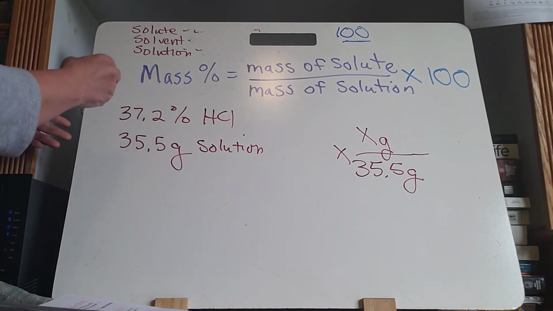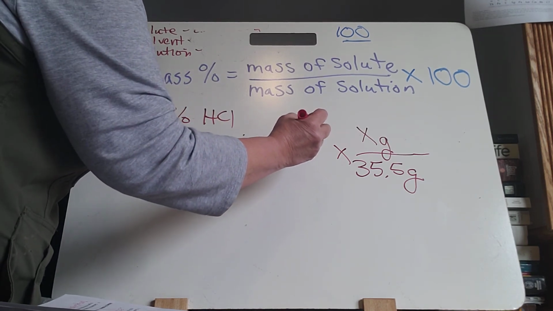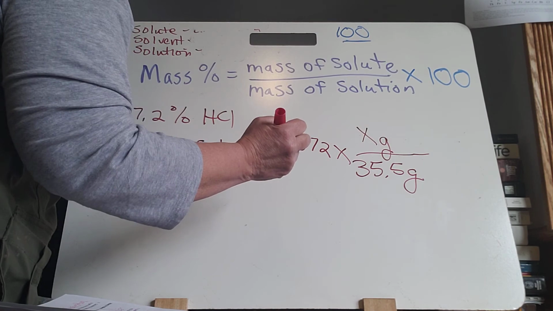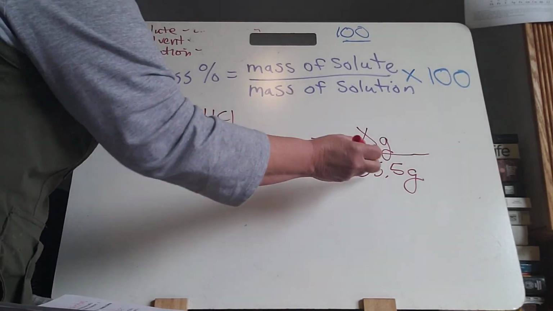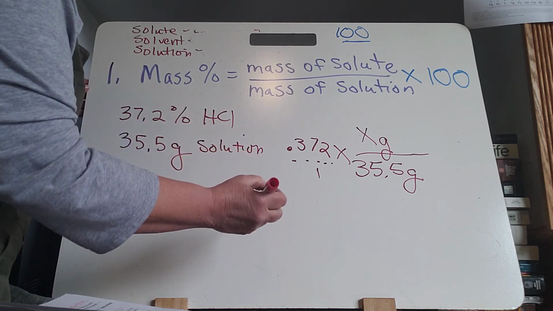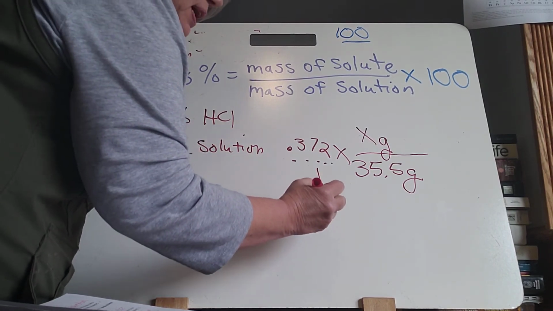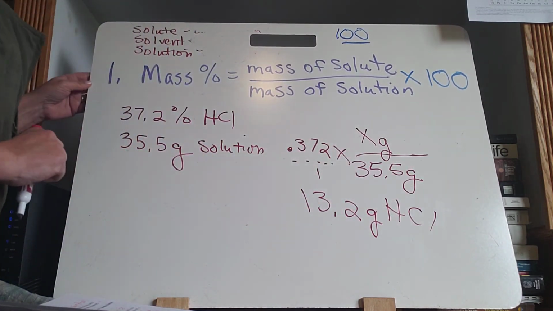Now again, I got to convert my percentage, 0.372. I'm going to take this as an understood 1, cross multiply. When I cross multiply 0.372 times 35.5, I get 13.2 grams of hydrochloric acid.